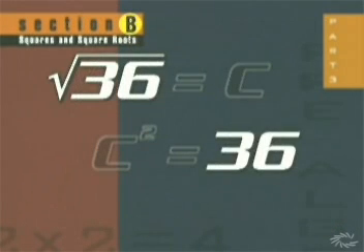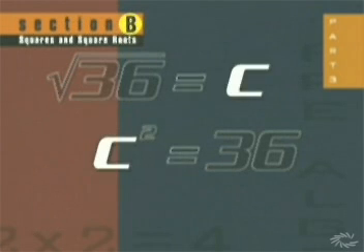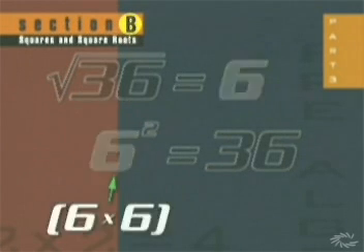See how it works if we substitute the number 36 for a? Now what number multiplied 2 times equals 36? We figure out that c equals 6, because we know that 6 times 6 equals 36.